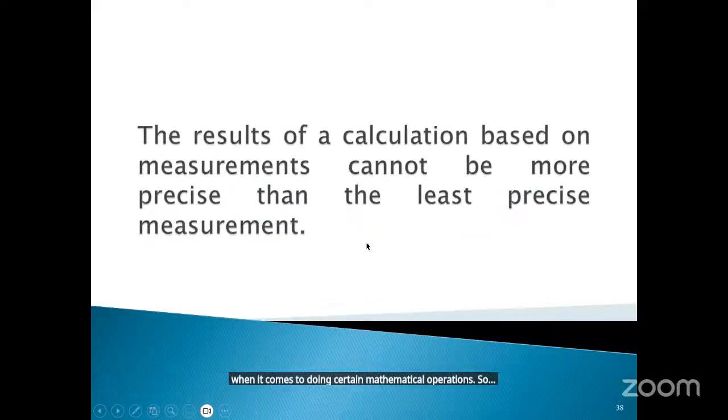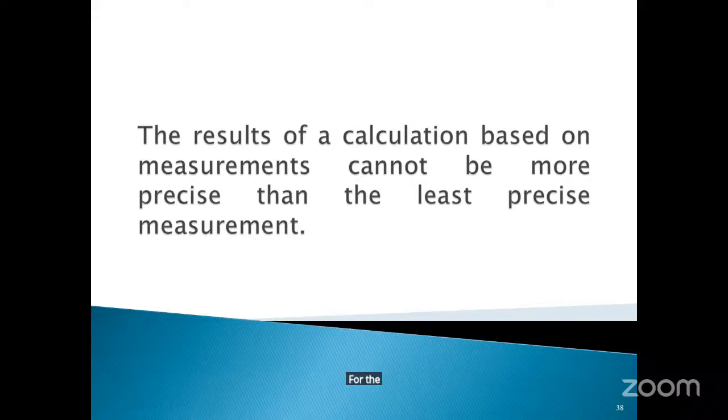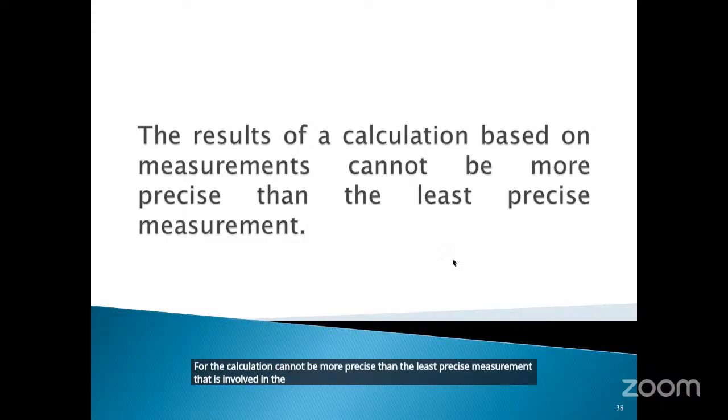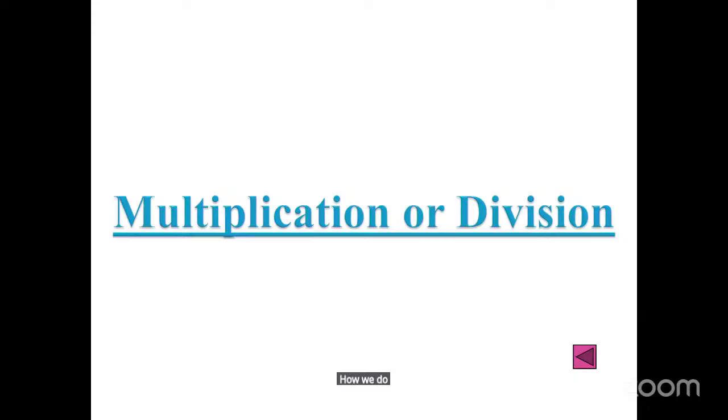So the first thing we're going to say here is that whenever you're doing any calculations, the result of the calculation cannot be more precise than the least precise measurement that is involved in the calculation. All right. So what we're going to look at is how do we deal with rounding off when it comes to multiplication and division, and then later on we're going to see how we deal with this when it comes to addition and subtraction.